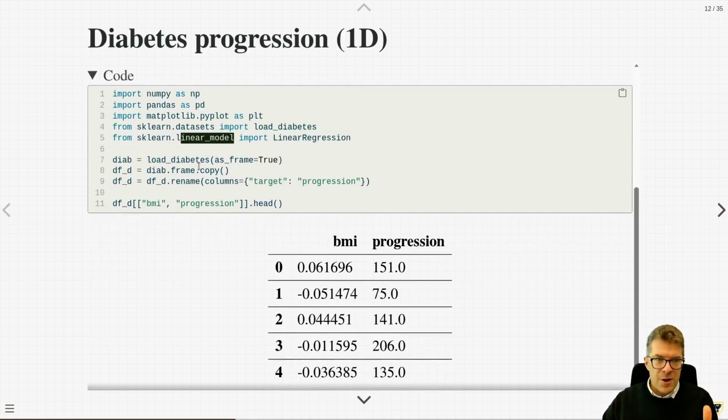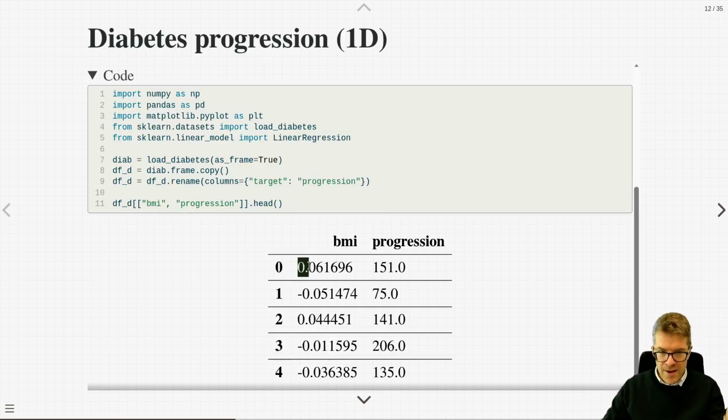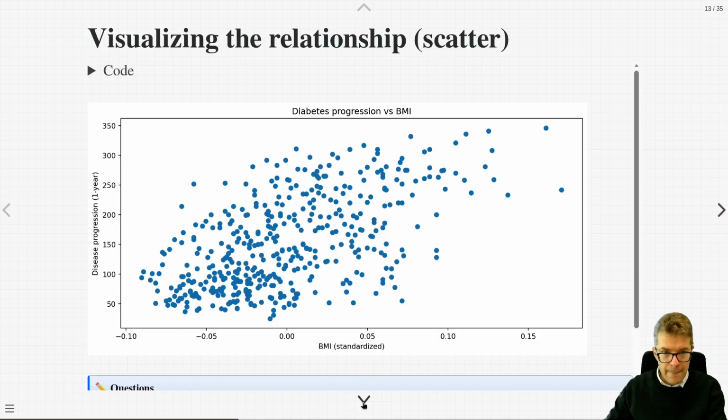So at first, all we're going to do is just load the diabetes data set as a data frame and store it in dia_b for diabetes. We're going to copy some of it, and then we're going to rename some columns. So target is just going to be called progression. And then I just want to do a quick sanity check. I'm just going to take the head of some BMIs and some progressions. So patient 0 has a BMI of 0.06, and their progression in this database is 151, and so on.